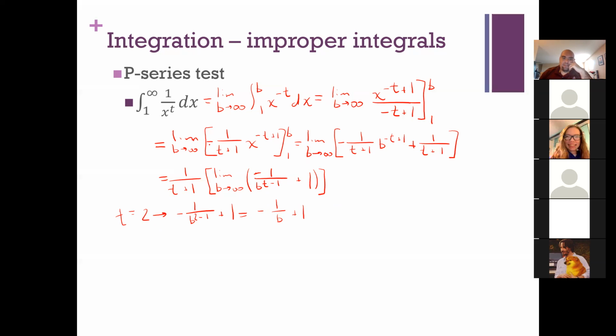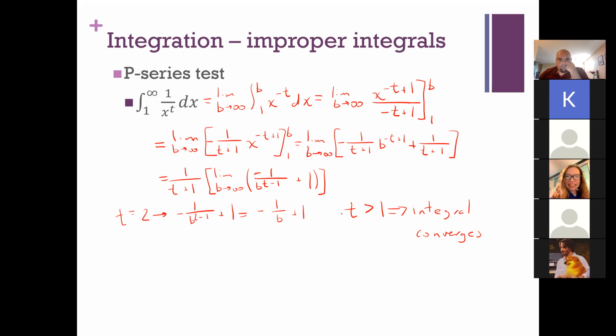And remember, keep in mind what we're doing here, we're just developing the p-series test. So hopefully the punchline should already be something familiar to you. Really what you want is, I need t to be greater than 1. And that means the integral converges. It converges to 1.